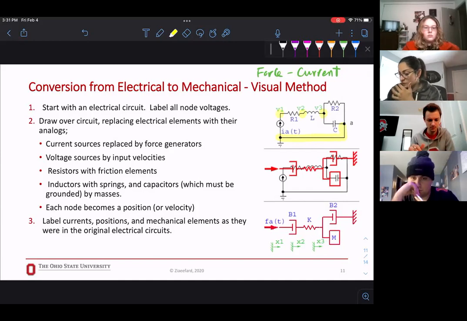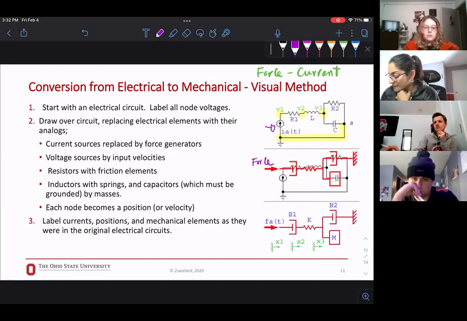So V1, V2, V3. Then if you have a current source, replace it by a force generator. So here we have a current source, right? I can say this current source becomes force. We usually show force by an arrow. Then if you have a voltage source, you can say it's an input velocity, right?